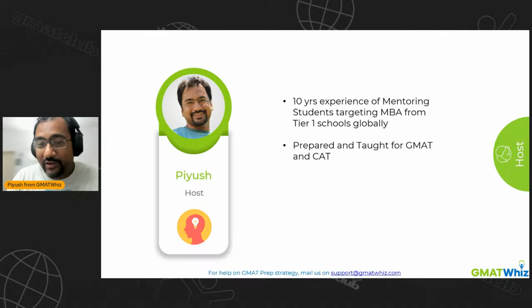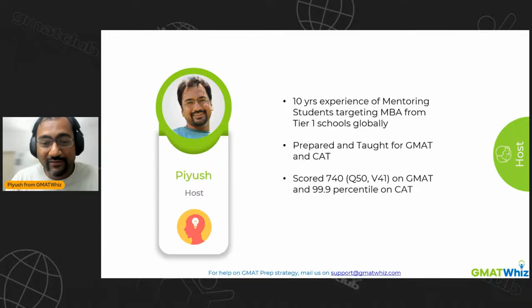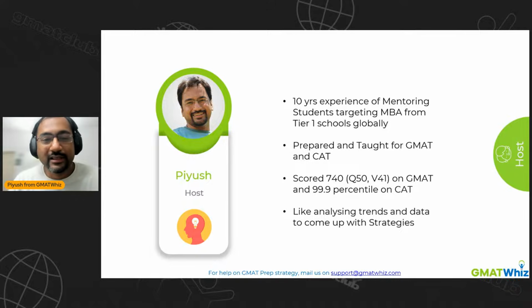I have prepared for GMAT myself as a student. I have prepared for CAT as well, which is an Indian version. In a way, you can say for Indian MBA programs, you can do CAT. And I've taught for both the tests. I have scored a 740 in GMAT Classic with Quant 50, Verbal 49, and a 99.9 percentile on CAT. And personally, I love analyzing trends and data to come up with strategies. So that's just a quick intro about myself.